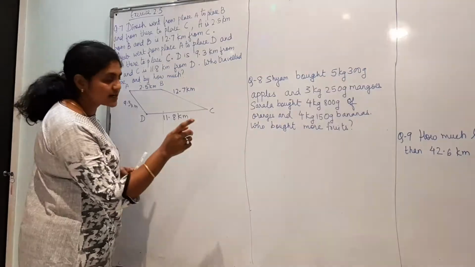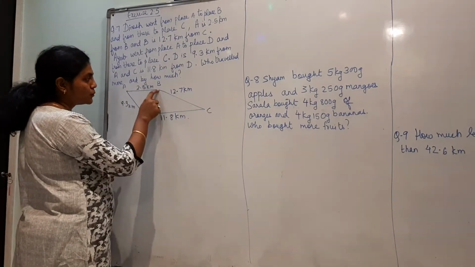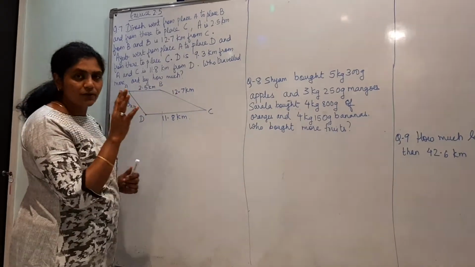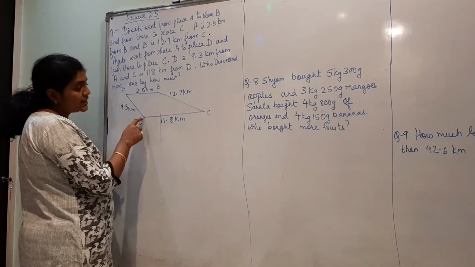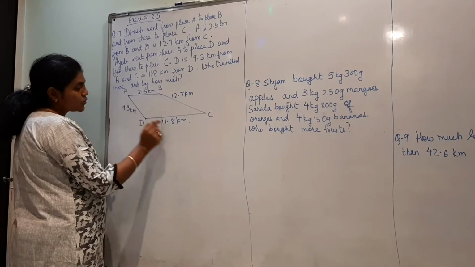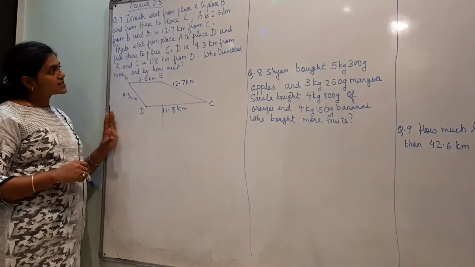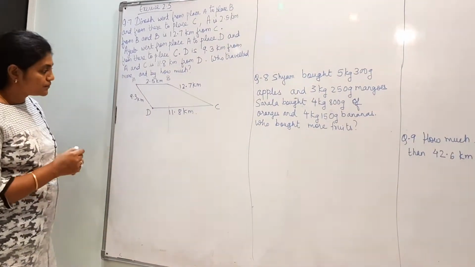So Dinesh went from A to C. How much has he travelled? You have to calculate the distance. He went from A to B and B to C, so these two distances we have to add. Ayub went from A to D and then D to C. So these two distances you have to add and then compare who travelled more, Dinesh or Ayub.